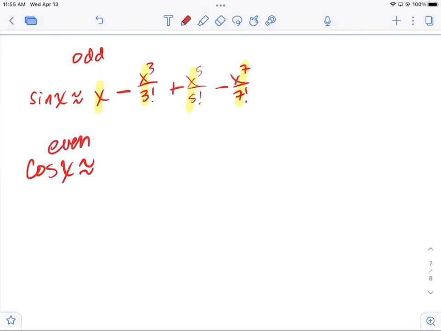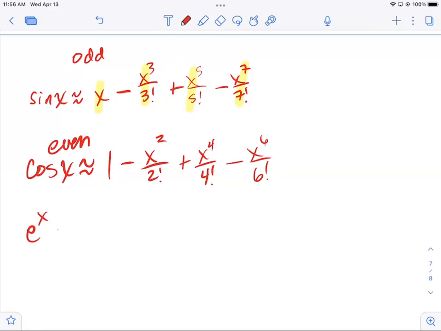So cosine starts with the constant 1, and then minus x squared over 2 factorial plus x to the 4th, sorry, over 4 factorial, minus x to the 6th over 6 factorial, and so on and so forth. Okay, so there you go. Memorize them. Odd: x to the first is the first odd term, 1 is the first even term, and they alternate after that. Okay, odd exponents, even exponents.